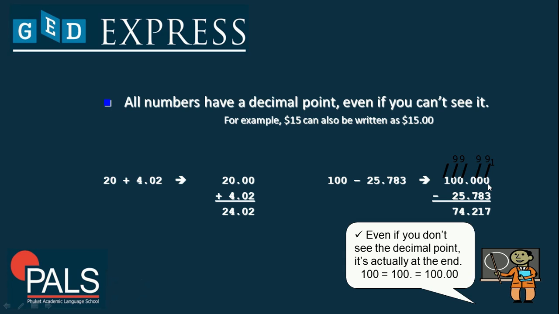However, if you have 100 minus 25.783, simplifying that will give you 100.000. You need to consider 3 zeros over here because the place value of the one that you are subtracting has 3 decimals. So if you're going to subtract it, you will borrow from the number. That will give you 74.217. Even if you don't see the decimal point, it is actually at the end. For example, you have 100, that can be 100 point or 100.00.